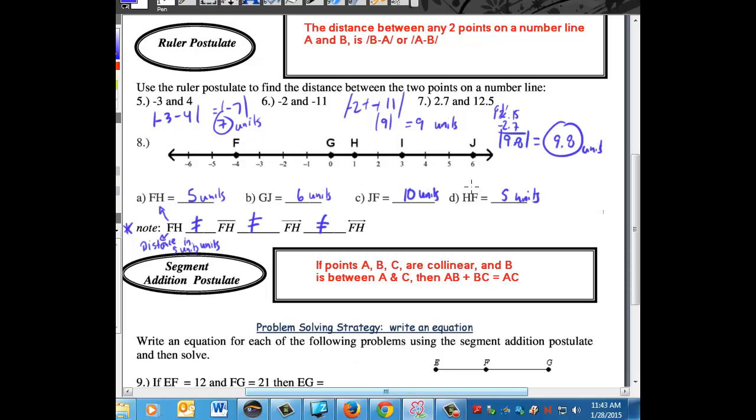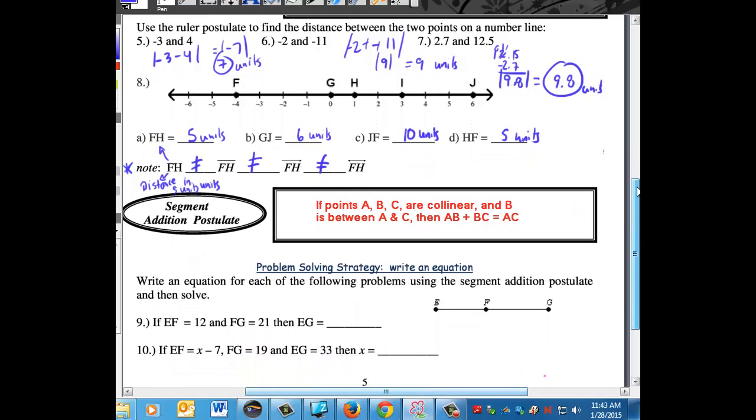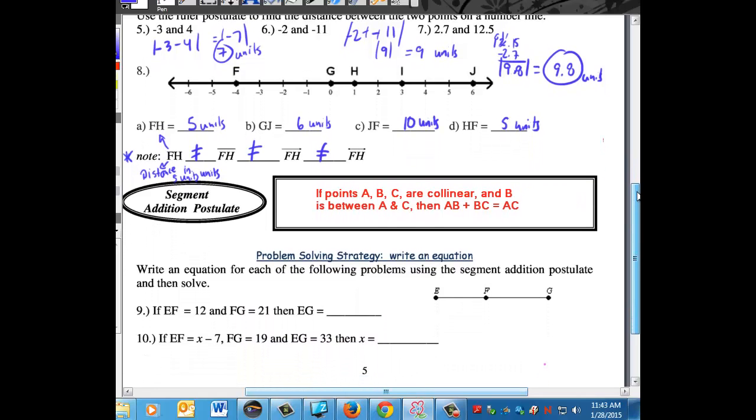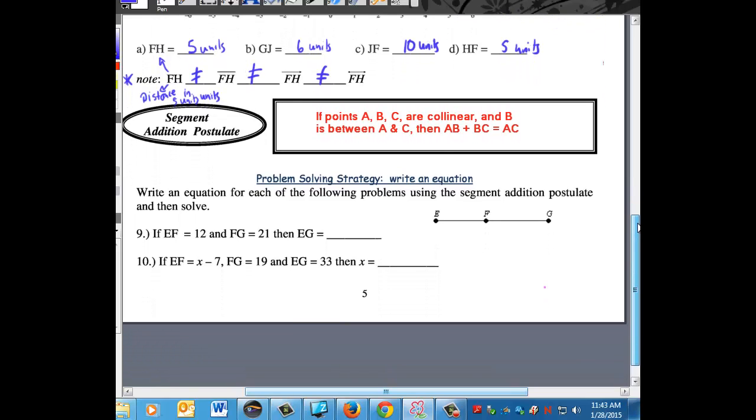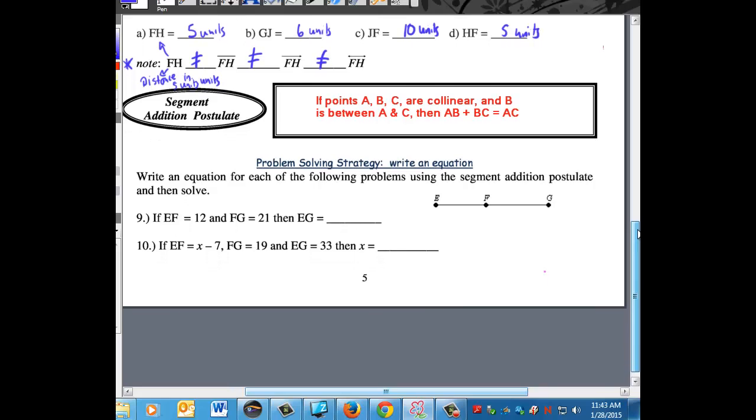Alright, next we have the segment addition postulate. If points A, B, and C are collinear and B is in between A and C, then AB plus BC equals AC. So using that new postulate, we want to write an equation for the following line.